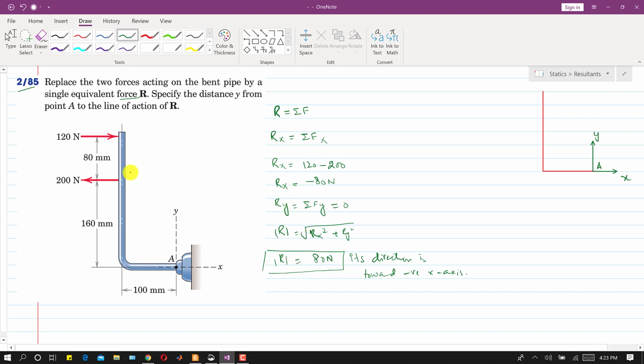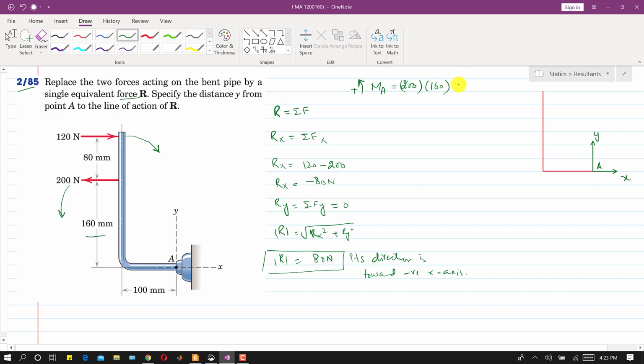Now we will find the total moment about this point A due to these two forces. So I will find the moment about A due to these two forces, and let's assume that the counterclockwise moment is positive. Here we can see that this force is producing clockwise moment about A, and this one is producing counterclockwise moment. So I will write 200 into the perpendicular distance from A. This is the perpendicular distance, that is 160 mm.